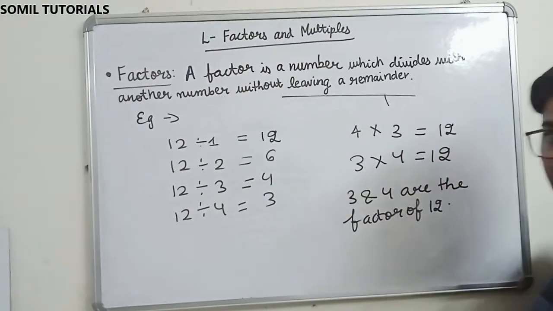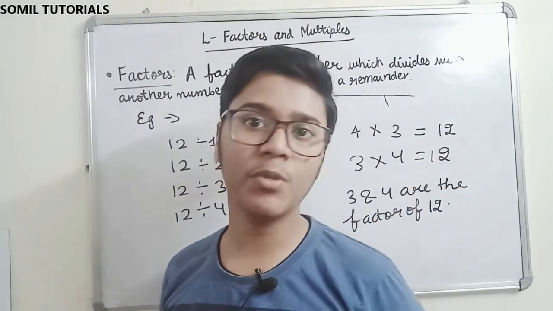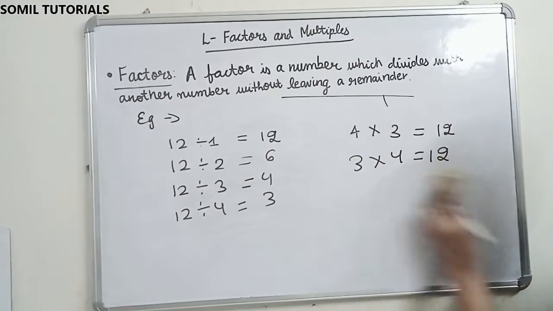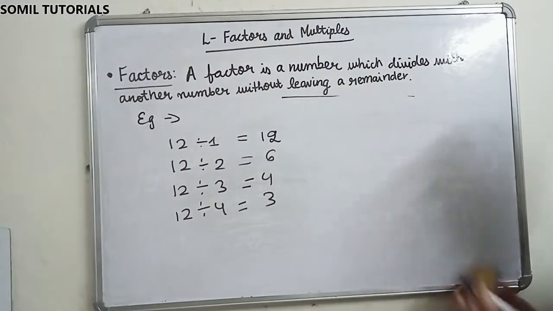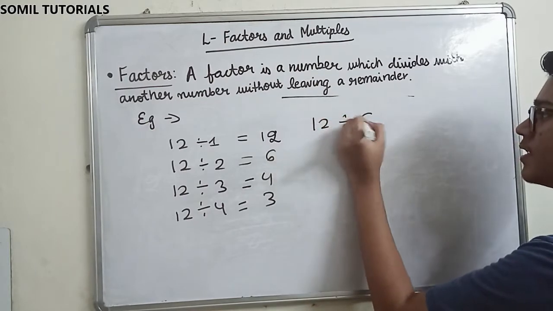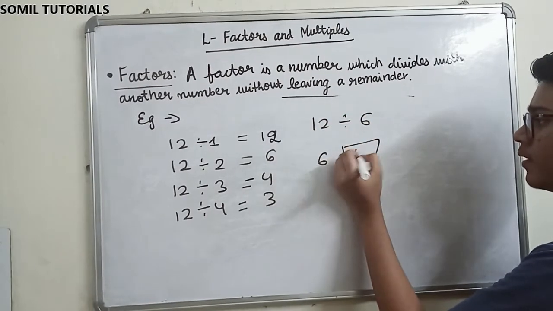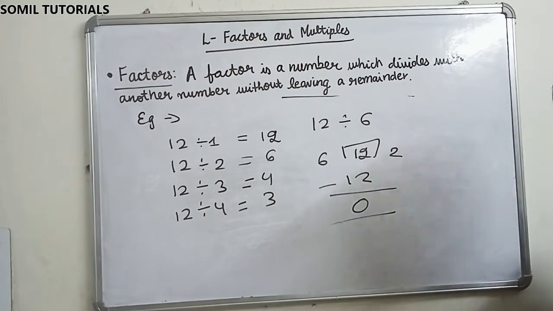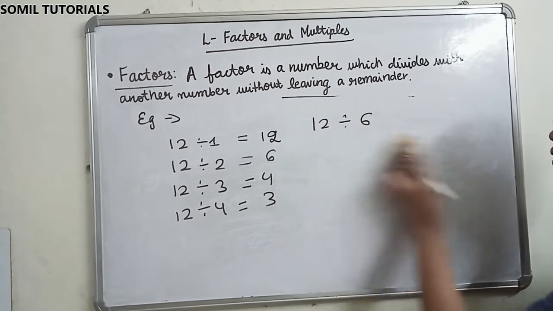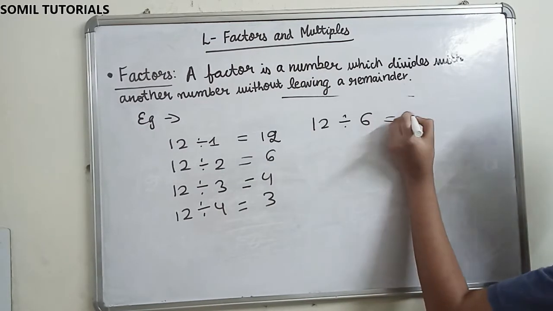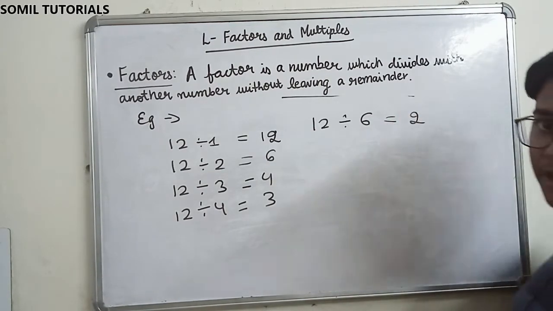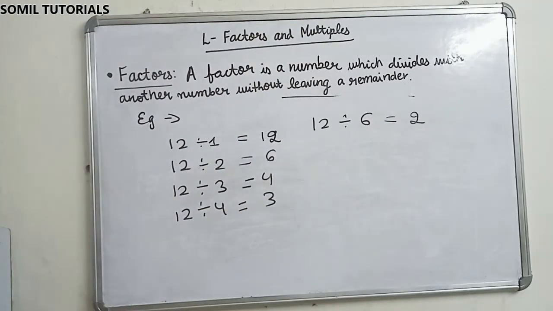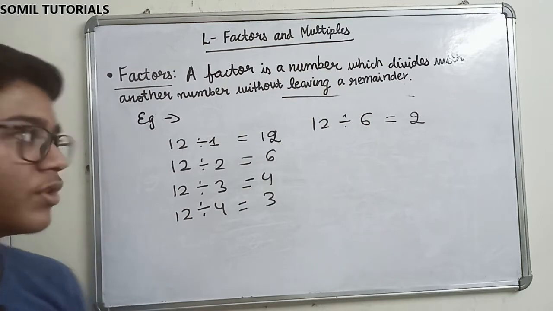Let us move to number 5. In the table of 5, 12 never comes. Let us divide by 6. 12 divided by 6. 6 twos are 12. Remainder again comes out to be 0. So we can also say that 6 is a factor of 12. Let us move to 7. In the table of 7, 12 never comes. In 8, 9, 10, 11 also it never comes.